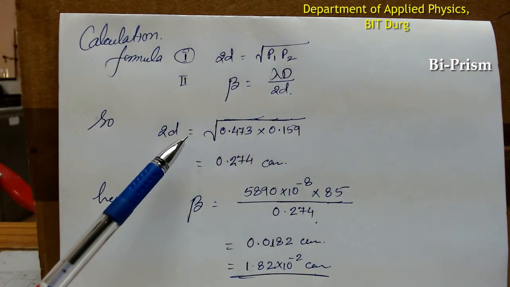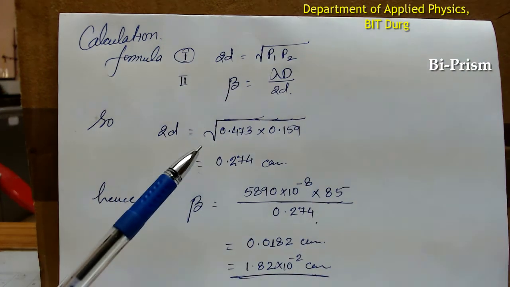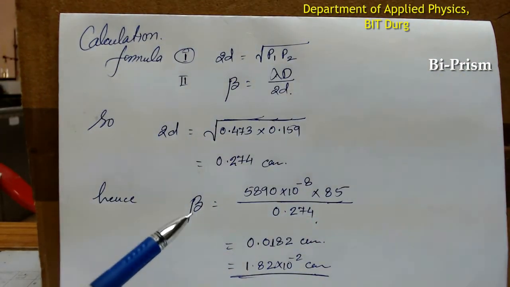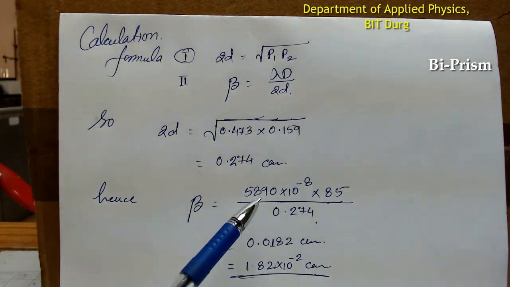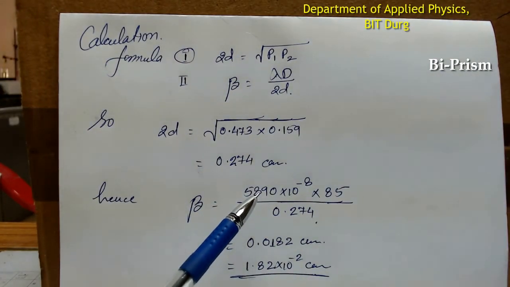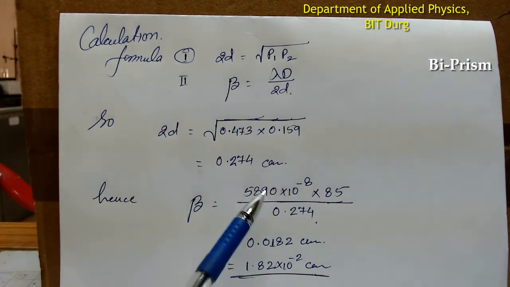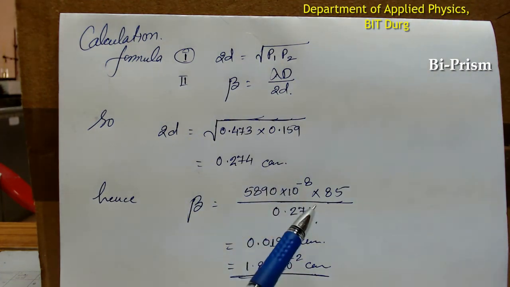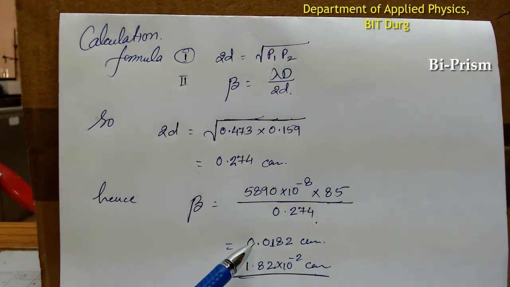Now we know the value of lambda, the value of capital D and the value of 2d, so we can calculate beta. We put the value of lambda because it is yellow light, sodium vapor lamp light, so its lambda is 5890 angstroms converted into centimeter, multiplied by 85 centimeter, divided by 0.274 centimeter, which comes to be equal to 0.0182 centimeter or 1.82 into 10 raised to minus 2 centimeter.